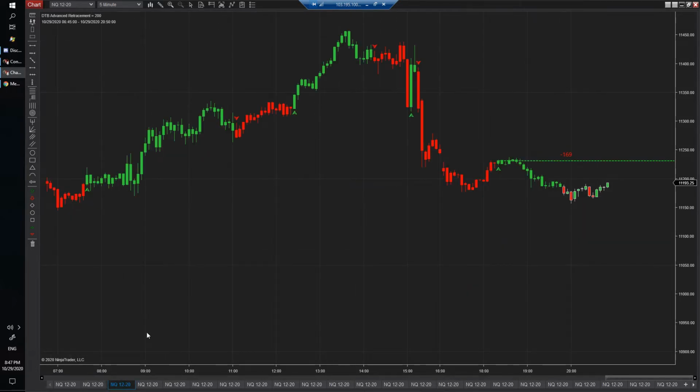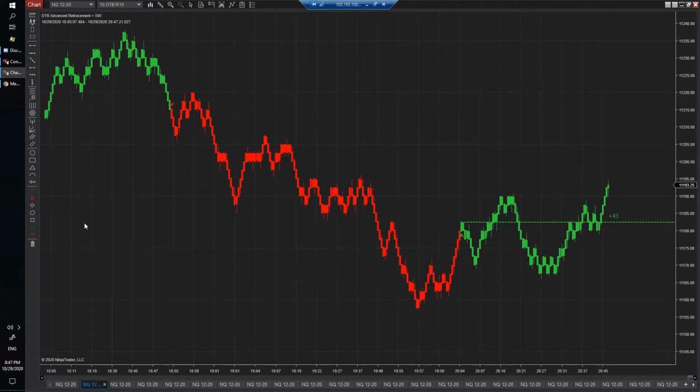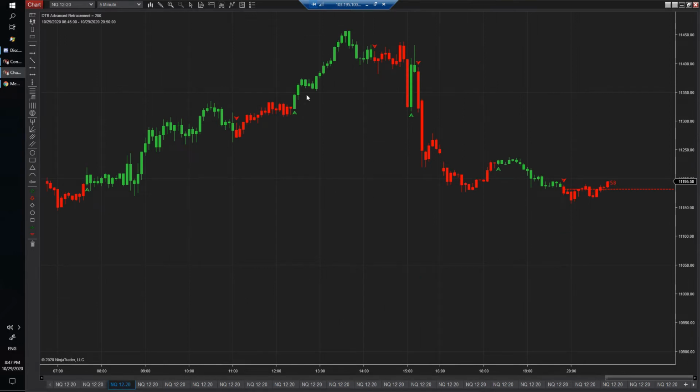This advanced retracement indicator can also be loaded on a minute chart. The only thing is that it is more accurate when loaded on a tick chart. So I've got it on a DTB bars 1010, and it just shows a lot more fluid on the chart. However, it can be loaded on different minute charts too.